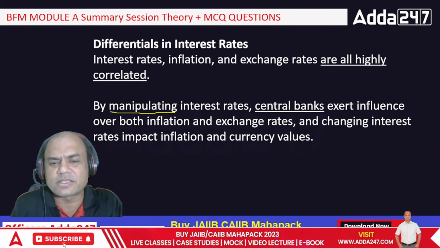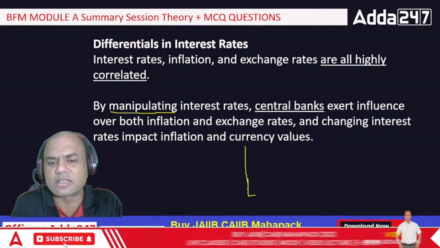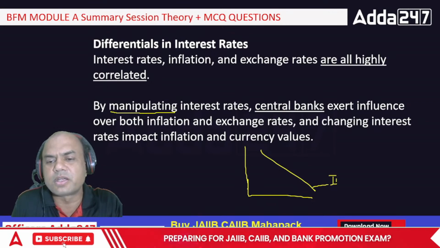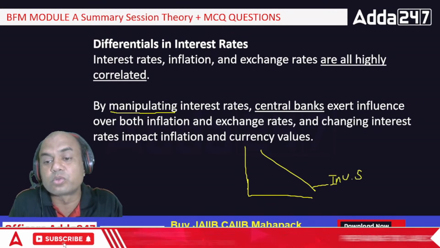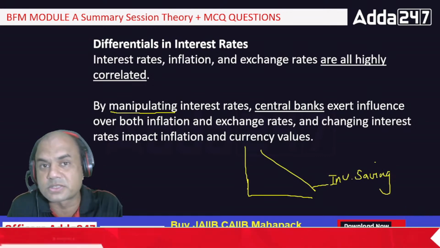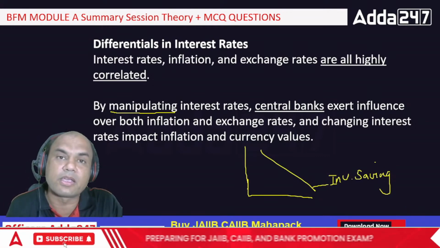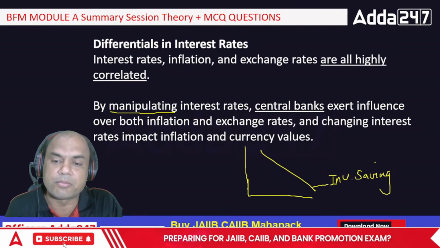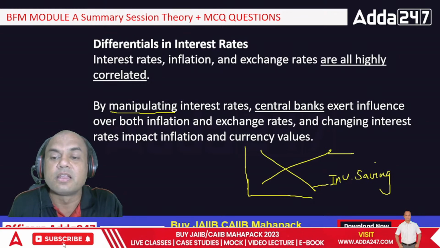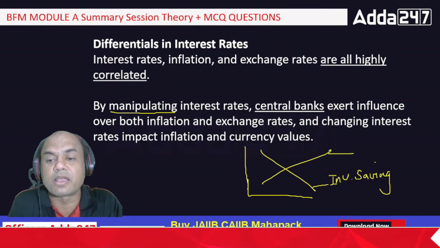This is basically based on the ISLM curve. This is known as IS curve, investment saving. Those who are from the old portion, you have studied this in the old portion economics. You had this topic in your ABM. Investment saving, and the second one was LM, liquidity preference money supply.